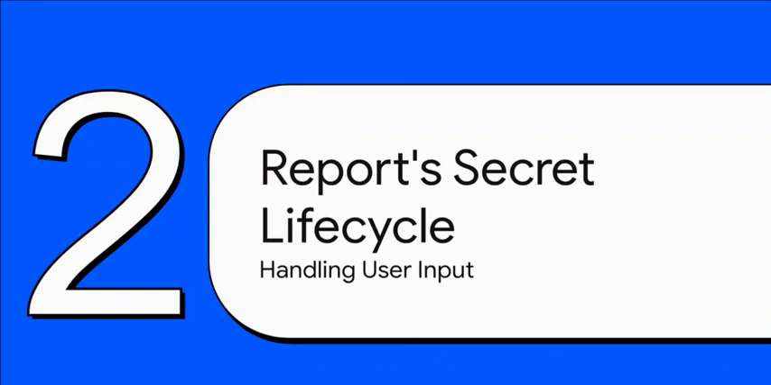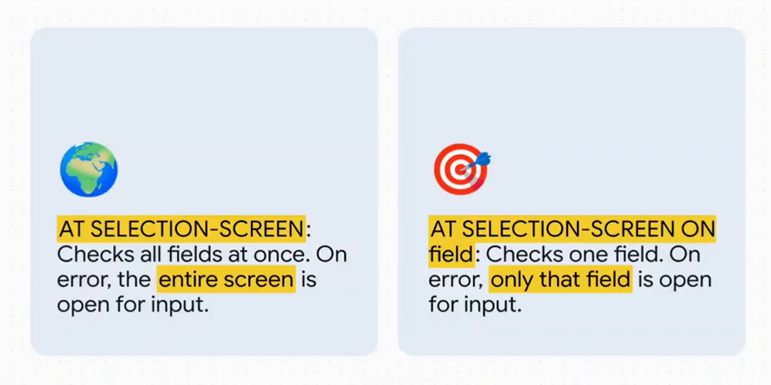Now we move into Phase 2. This is where the report finally starts to talk to the user, right there on the selection screen. And when you're handling that user input, you've got a choice to make. You can use @SelectionScreen to check everything the user entered all at once. But if there's an error, the whole screen lights up. Or you can be more surgical and use @SelectionScreen on a specific field. That way, if something's wrong, only that one field is highlighted for the user to fix.